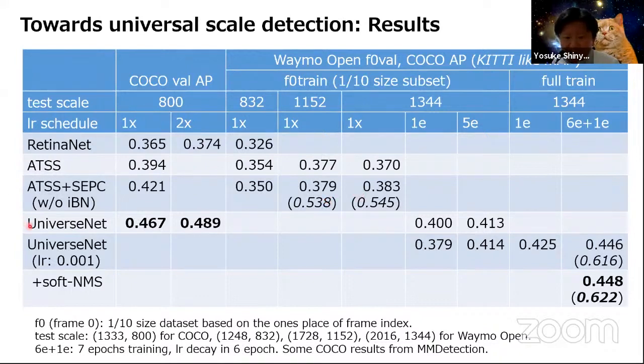UniverseNet is even stronger. It achieves 0.489 on COCO val with a 2x schedule, that is 24 epochs. On Waymo Open, UniverseNet outperforms ATSS plus SEPC with only one epoch of training. Changing the learning rate to 0.001 and full training for 7 epochs, the final result without TTA is shown here.